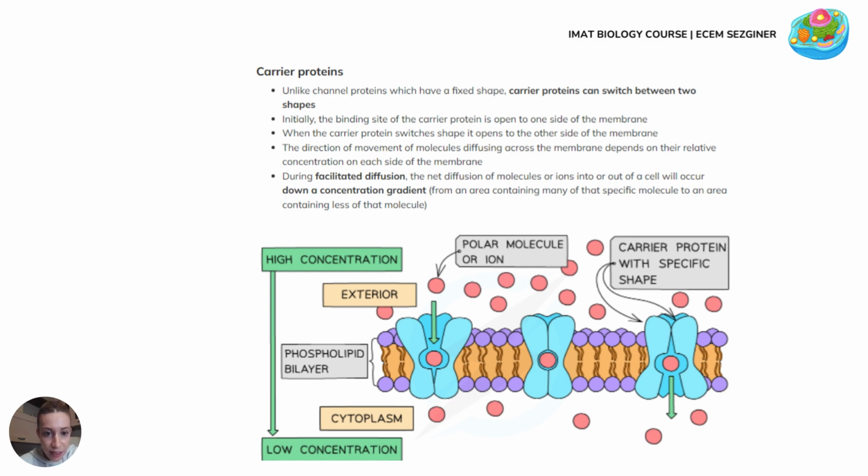And again, since this is a type of passive transport, the direction of the movement will depend on the concentration gradient, and the net diffusion of the molecules or ions will occur down a concentration gradient, and the shape will change in order to make this transfer. As you can see, at first the upper part of the protein was open, but in order to transfer the molecule, it changed its shape and opened downwards to release the molecule to the cytoplasm.